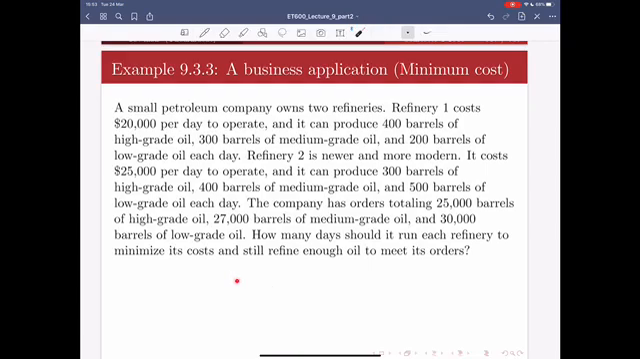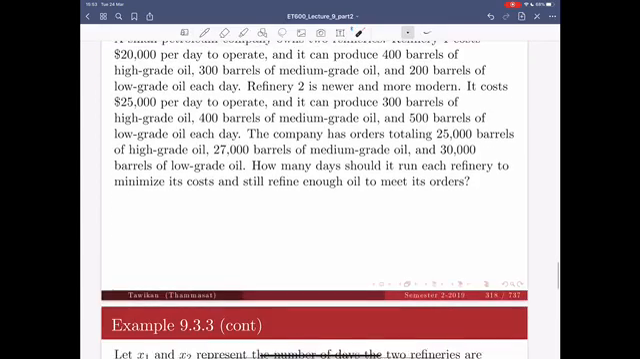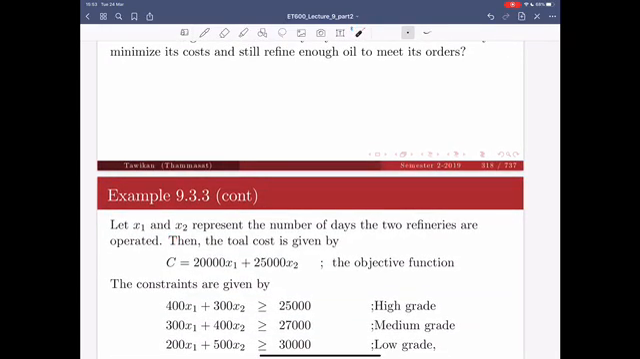In this case, we have two refineries. So I'm going to define two variables as S1 and S2. S1 represents the number of days that the first refinery is operated, and S2 represents the number of days that the second refinery is operated. Then the total cost, let's denote the total cost, is going to be given by 20,000 times S1, which is the number of days that the first refinery is operated, plus 25,000 times S2. This is our objective function that we want to minimize.